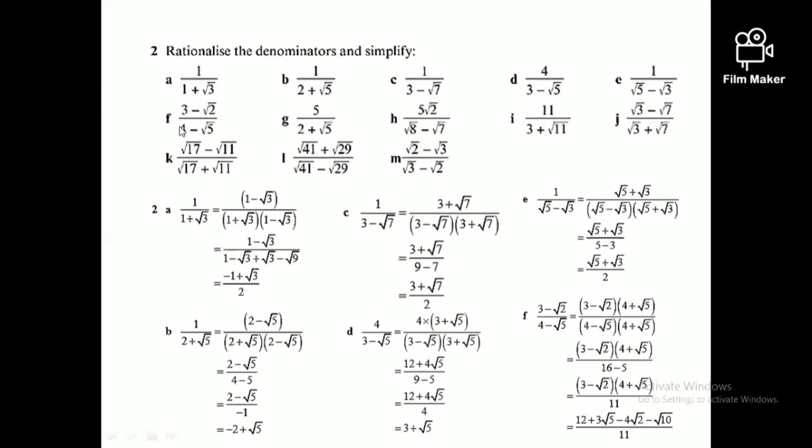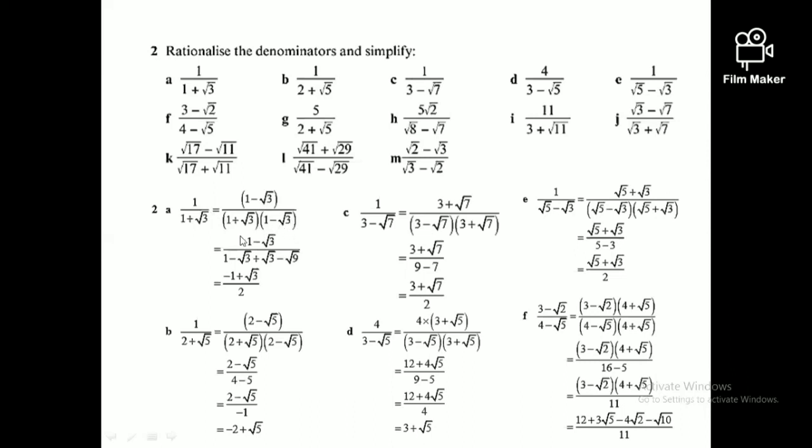Now let's try to make this question a little bit advanced, right? You have to rationalize the denominator for 1 over 1 plus root 3. Then what is the term you need to multiply? Numerator and denominator should be multiplied with 1 minus root 3. 1 into 1 minus root 3 is 1 minus root 3. Denominator is 1 plus root 3 into 1 minus root 3.